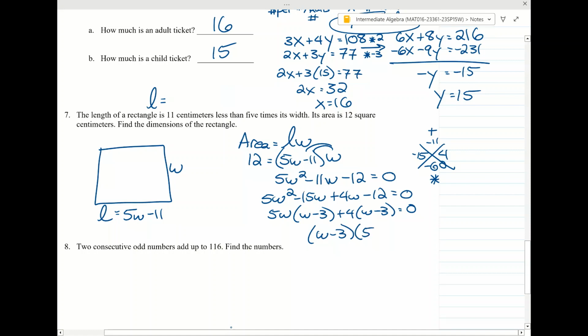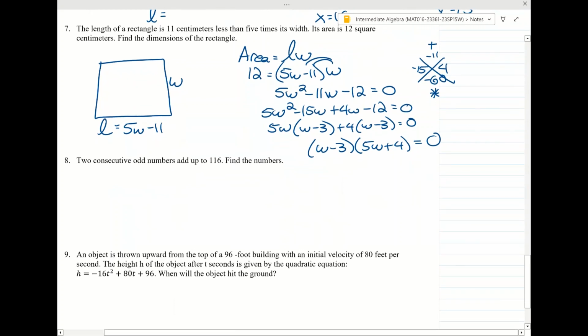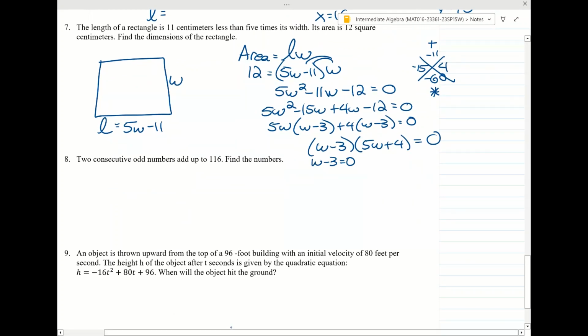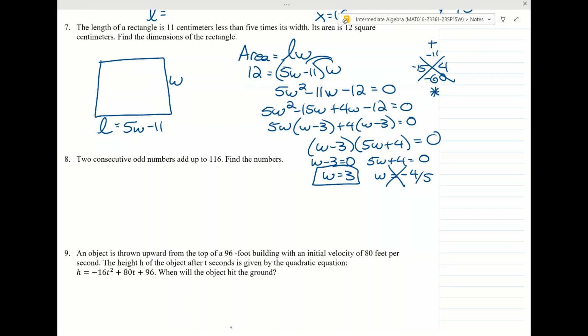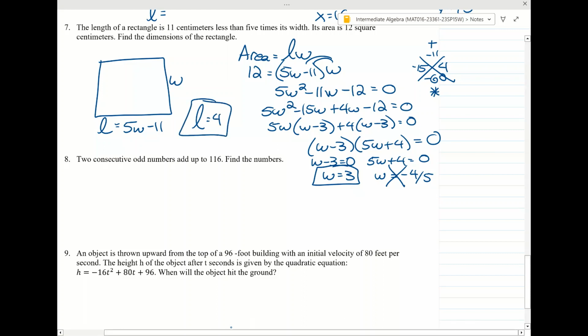Factoring, usually when you're doing these kind of problems, there's one answer that doesn't make sense. So if we were to make these equal to 0, width is 3. It sounds possible. 5W plus 4 is 0. The width would be negative 4/5. Well, that doesn't make any sense. So the width for this problem would be 3. And then if you were to plug it back in and figure out what the length is, 5 times 3, 15 minus 11 is 4. That's how you do something like this.